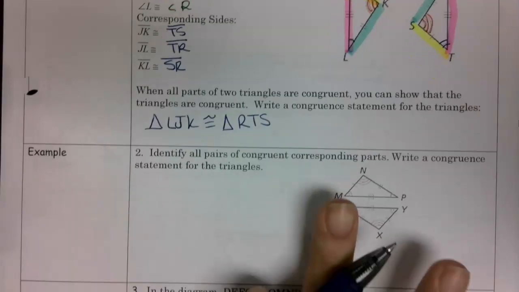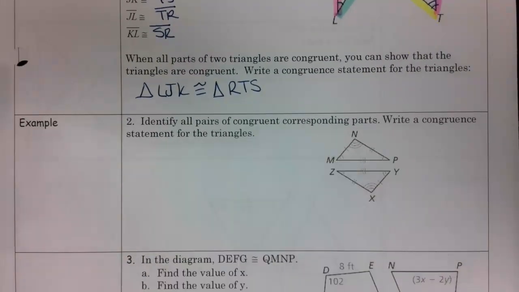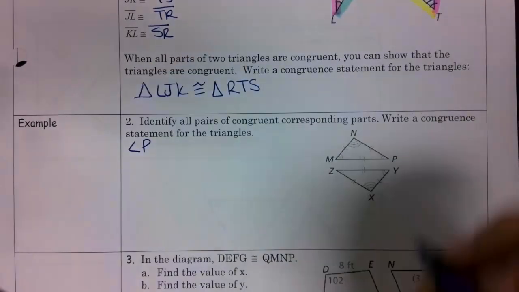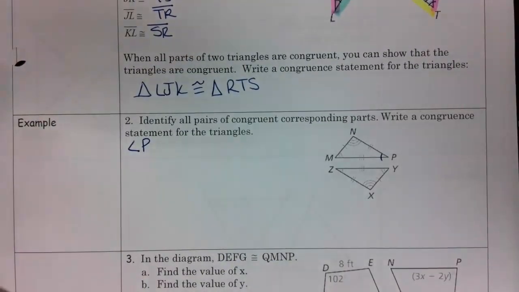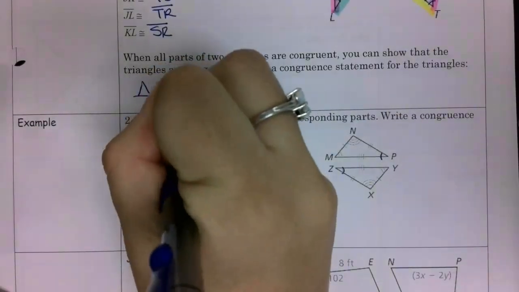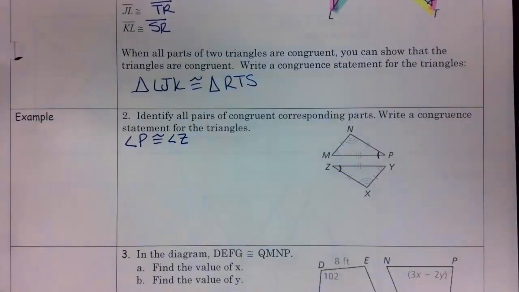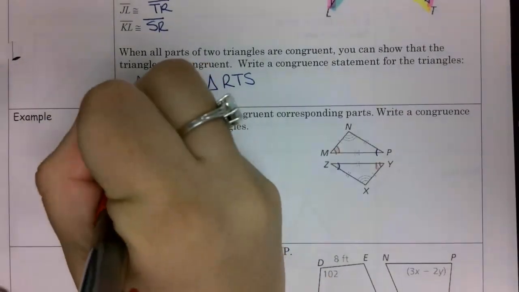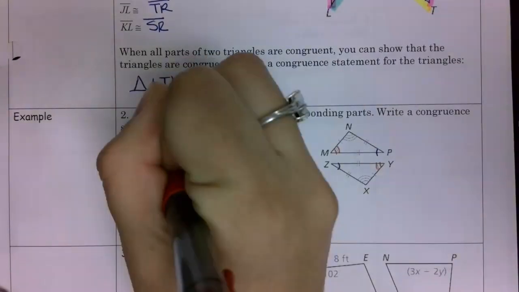Okay, number 2 is the same idea. I want to identify all pairs of congruent parts and then write a congruent statement for the triangle. So I'm going to start off with my angles. I'm going to start with angle P because that has the one tick mark. Looking at my other triangle, the other angle with one tick mark is angle Z. So angle P is congruent to angle Z. Then I want to look for the double angle mark, which is at M and Y. So angle M is congruent to angle Y.